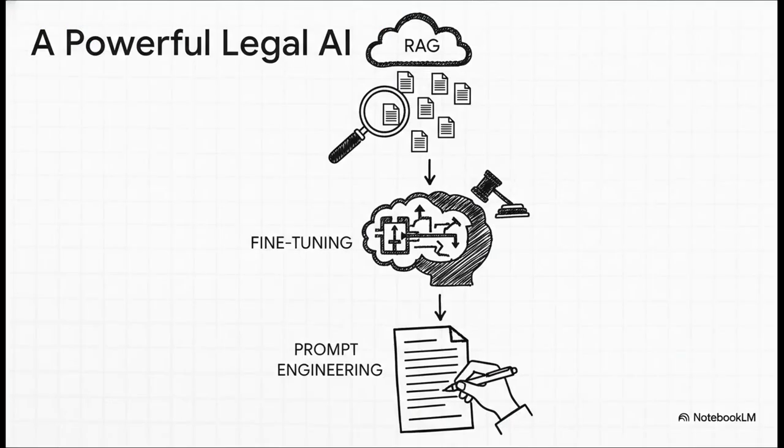This legal AI example just makes it crystal clear. You'd use RAG to pull in the very latest court decisions, stuff that changes every day. You'd use fine-tuning to teach the model your law firm's unique writing style and internal lingo. And then you'd use prompt engineering with every single query to make sure the final output is formatted perfectly, just like a real legal brief. See? Each technique is doing a different job.